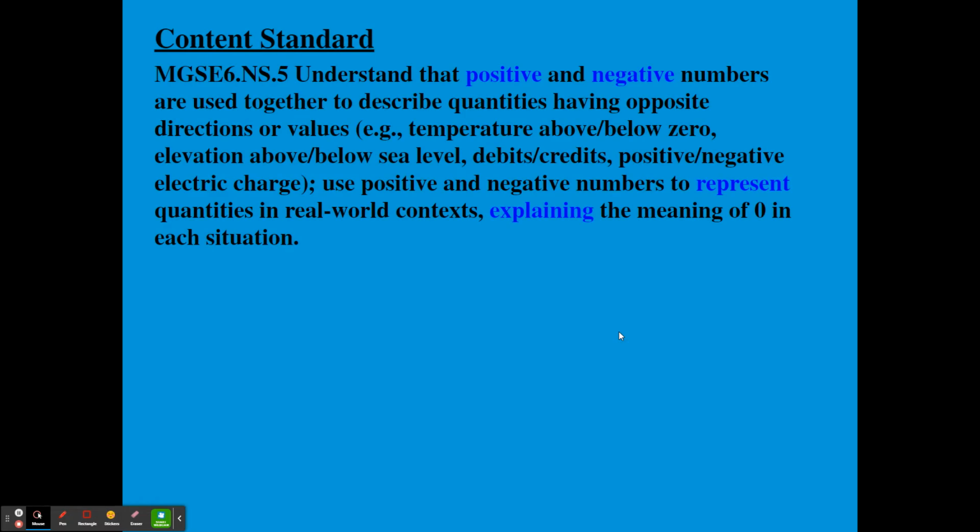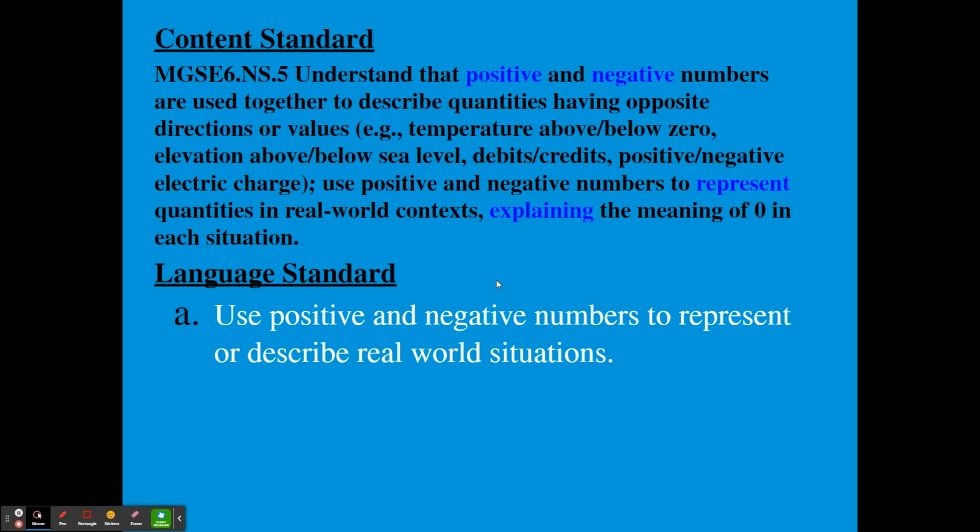Hello, all. This week you've spent time learning about NS5, understanding that positive and negative numbers are used together to describe quantities having opposite directions of values. You've basically learned about how there are various number lines everywhere. So, today in this learning station, we're going to review that standard.